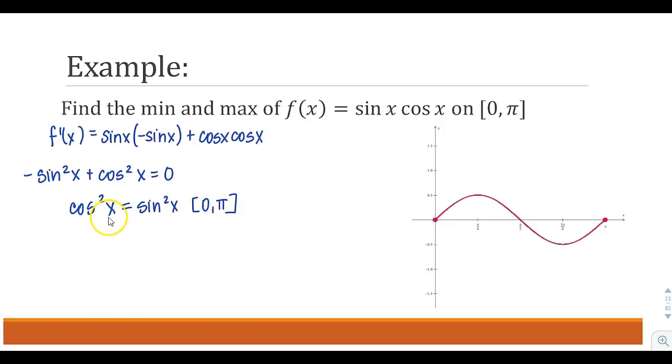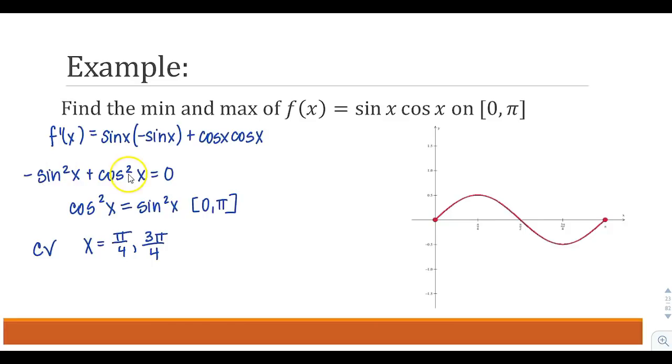So here, if we're comfortable with the unit circle and familiar, it's like asking what angle can we plug into cosine and plug into sine, and they give us the same value. And they can even give us the same value but with different signs because they're both squared. So that angle, or those two angles that work, are x equals pi over 4 and 3 pi over 4. So these are my critical values.